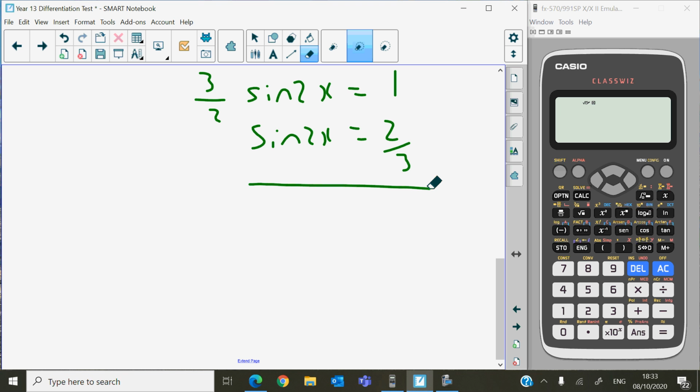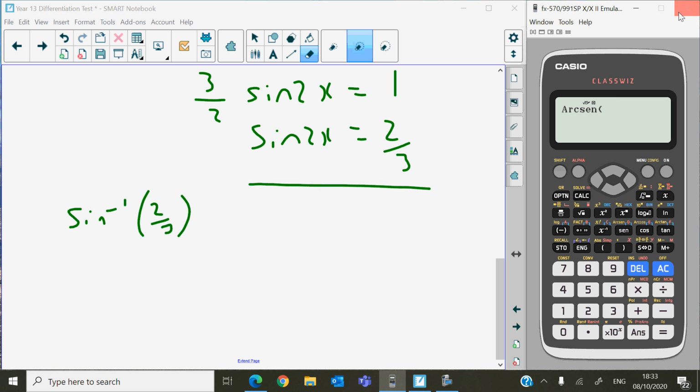Remember the steps to solve a trig equation once you've actually got the trig set up. Once you've got it as sine, cos, or tan equals something, we can solve it. The first step is we do inverse sine of that number, inverse sine of 2/3. This is where I go to my calculator. I've kept it there all this time, especially for this moment. So arc sine of 2/3.